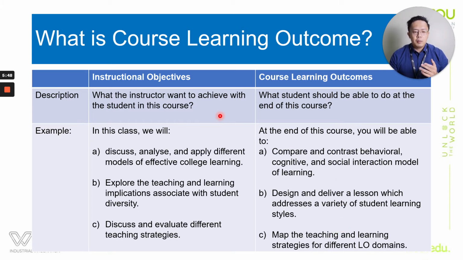So if you compare the instructional objective with the course learning outcome, you'll be able to see that the course learning outcome actually spells out the performance standards that you expect the students to achieve at the end of the course. The instructional objective just spells out the job that the instructor or the lecturer needs to complete at the end of the course. So it's obviously two different things. Instructional objective is instructor focused, while course learning outcome is student focused. This is something you have to bear in mind when you design your course learning outcome. Yeah, it must be student focused.